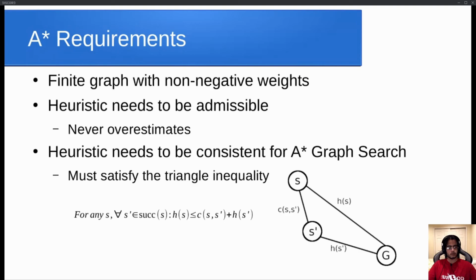Since A star is just an improvement on Dijkstra's, you still need the same properties of the graph, right? It needs to be finite. You can't have negative weights.